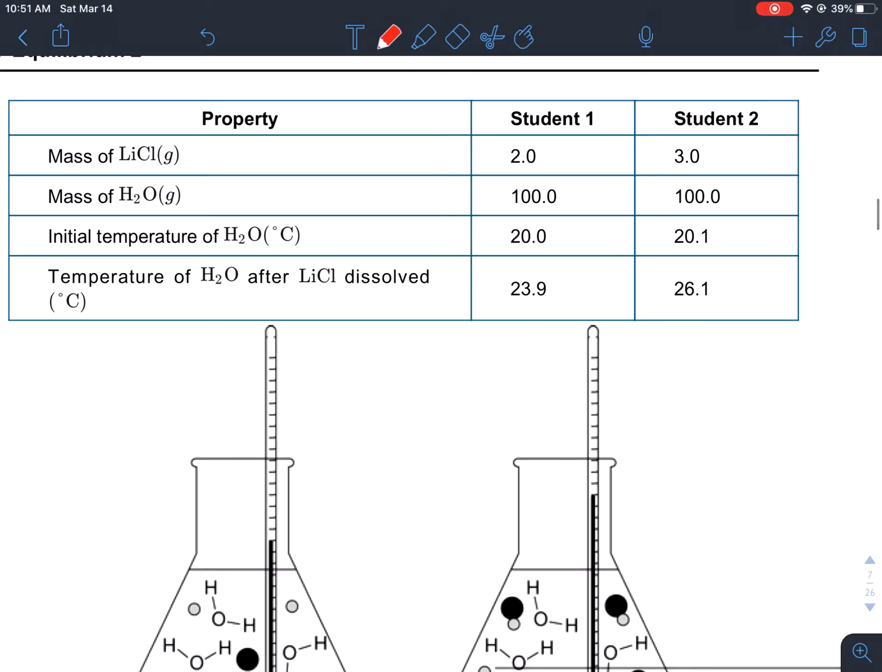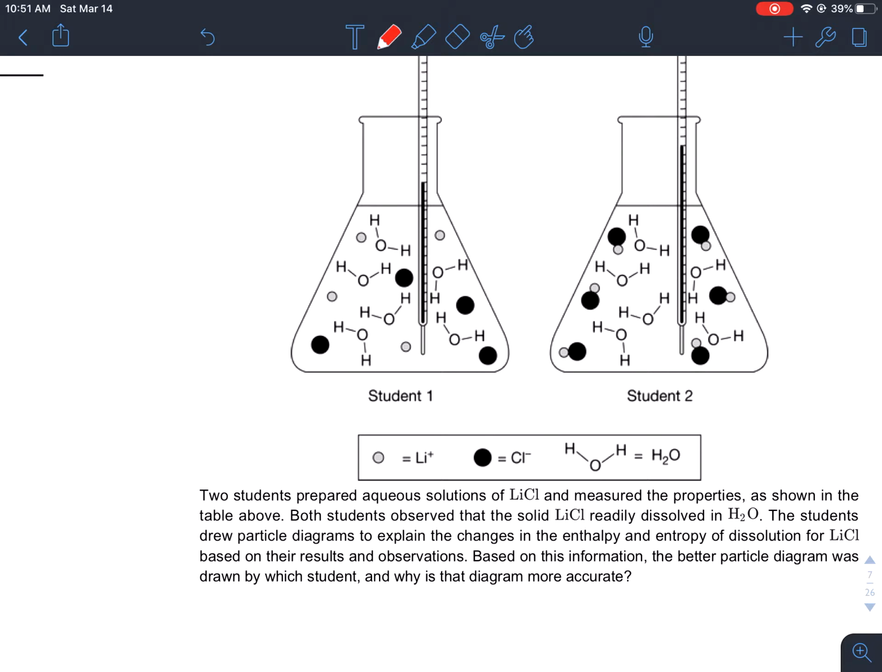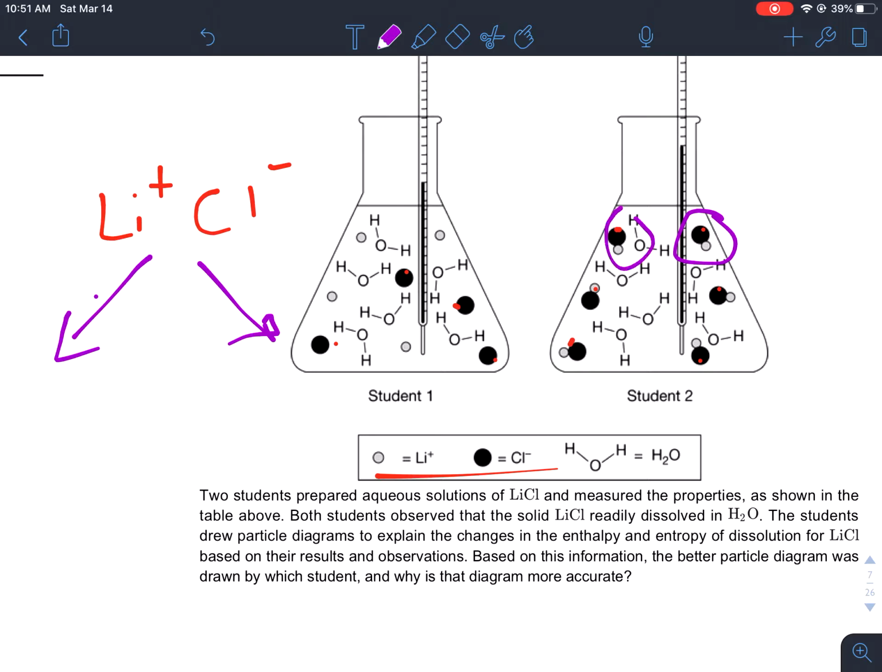All right. Student 1 has 2 grams. Student 2 has 3 grams. Same mass of water. The temperature was a little hotter, but the temperature changed more here. Okay, chemical reaction happening. I'm looking at student 1. Oh, what's going on here? Now LiCl. If you remember anything about LiCl, Li and Cl are both strong ions, so they dissociate completely. The Li's go their own way, Cl's go their own way. So why are these Cl's sticking together? That seems wrong. They should be dissociating like student 1 has it.